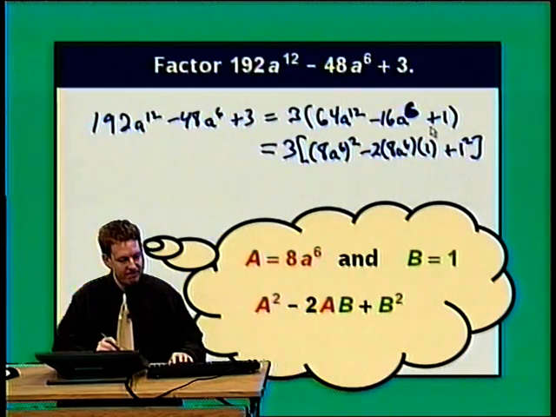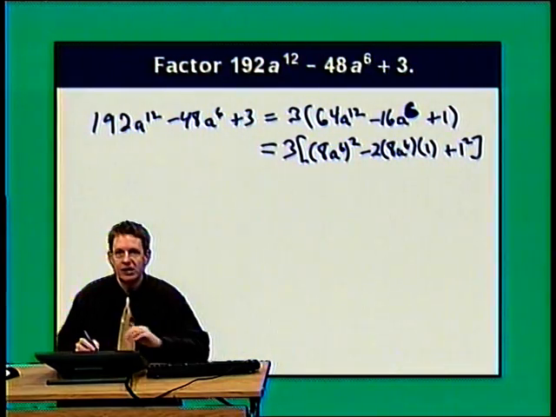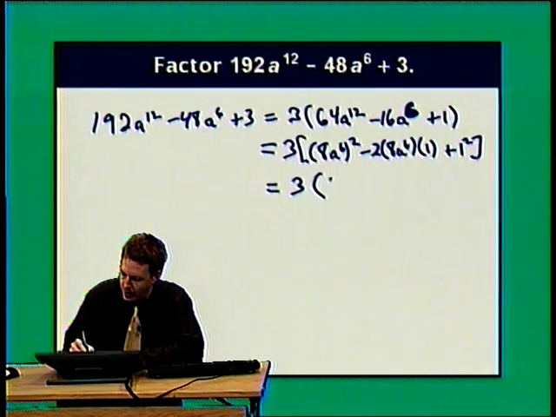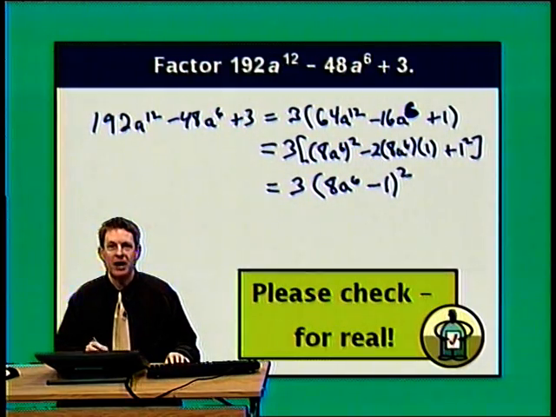So let's go ahead and factor. I'm going to factor this into the square of a binomial. Specifically, I'm going to factor it into the square of the binomial 8a to the 6th minus 1. Again, please do make sure that you check that we have the correct factorization.